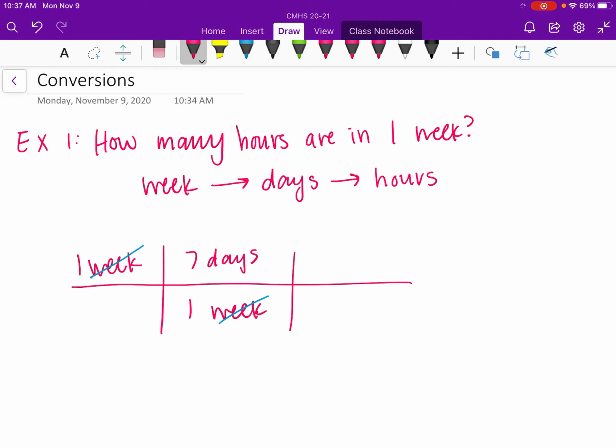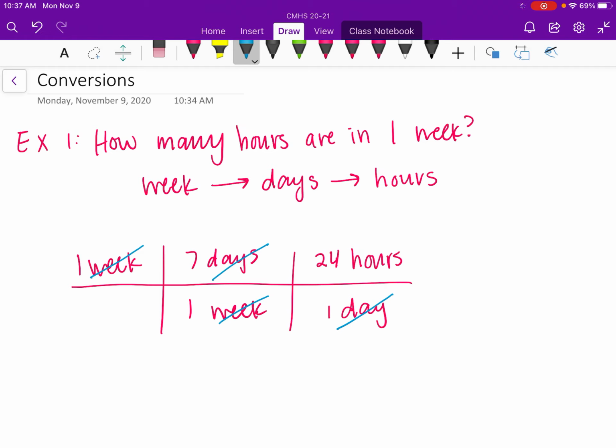So now we go to hours. How many hours are in 1 day? 24 hours in 1 day. So now, see, we put days on the bottom. So days will cancel on the top and the bottom. And now we're just left with the hours.